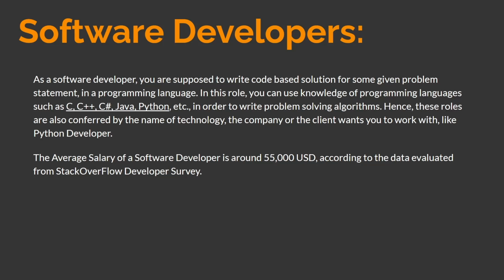The average salary of a software developer is around 55k, or 55,000 US dollars, according to data collected from the Stack Overflow Developer Survey. It is a very reputed survey, and the data collected from them is pretty much accurate. And yes, this is the latest data, which I collected in the year in which I'm recording this video. Okay, so this average salary is taken on a global level. It is not just the statistics of the US or any other particular country, but all over the globe.